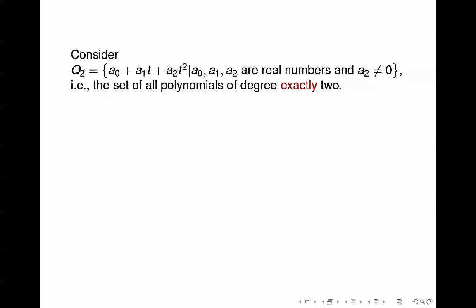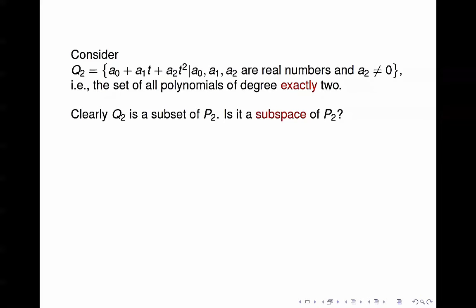Here's another set. This is a subset. Q sub 2 here is a subset of P sub 2. Here I've got not all polynomials of degree 2 or less, but all polynomials of degree exactly 2. The way I've defined it is in the form of P sub 2 with this addition: a2 has to be non-zero. That makes it where you're going to have a second degree polynomial. You're going to have a2 not equal to 0, so the t squared term will show up.